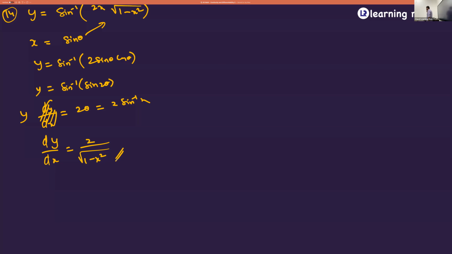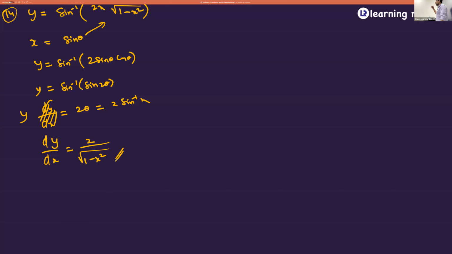Sine inverse of, is it not similar to this? For the same question, you will have two options. What were the answers? One is 2 sine inverse x, one is 2 cos inverse x. You will get 2 sine inverse x if you put x is equal to sine theta. You will get 2 cos inverse x if you put x as cos theta. But you should know when to substitute sine and cos. When will you substitute sine?